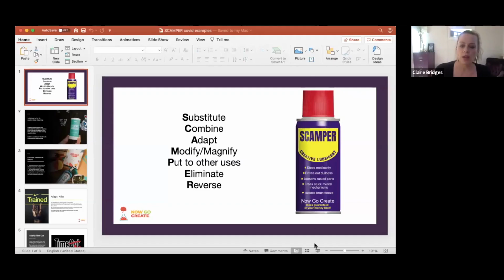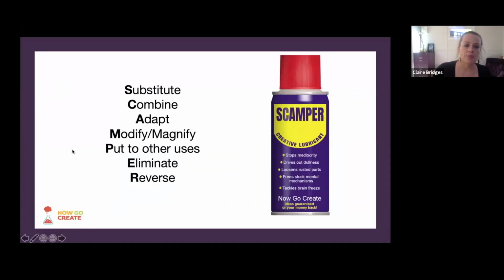So what I'm going to share with you today is a whistle stop around a tool which is called Scamper. And I don't know if you can see the WD-40 thing that I've created there, but I kind of think of this as the WD-40 of creativity tools or frameworks, if you like. And that is because it will oil the wheels of any creative challenge or problem that you've got.